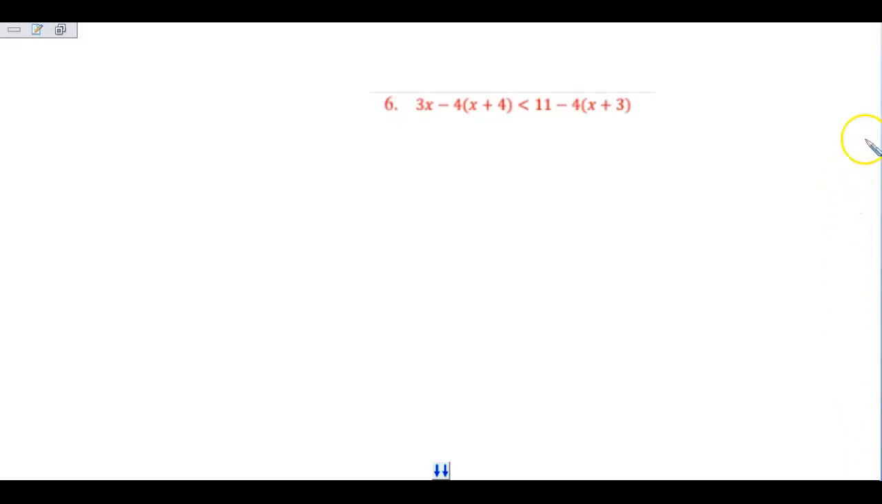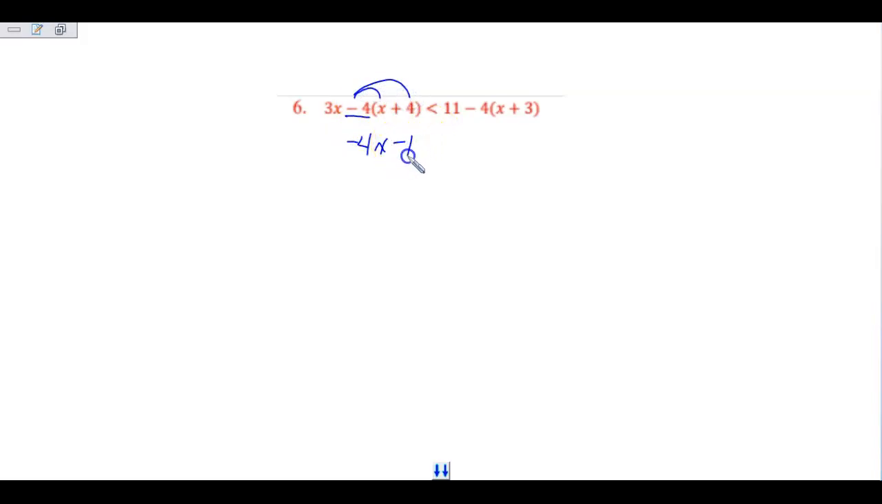Sometimes you have questions like this one where we have to do the distributive property on each side before we can start moving numbers around. So the first thing I see is I have a distributive property here of negative 4 times x, negative 4x, and negative 4 times 4, which is negative 16. Go ahead and bring down my 3x and my less than symbol. And then I have negative 4 times x is negative 4x, and negative 4 times 3 is negative 12.